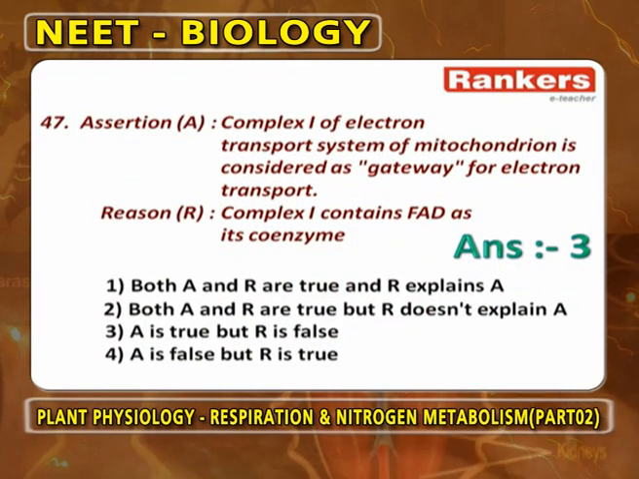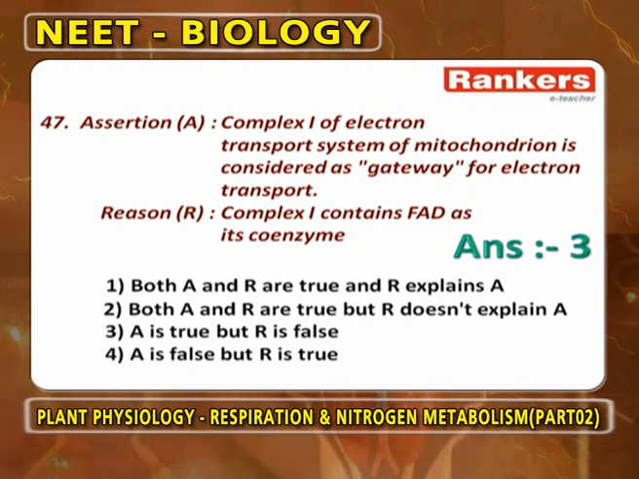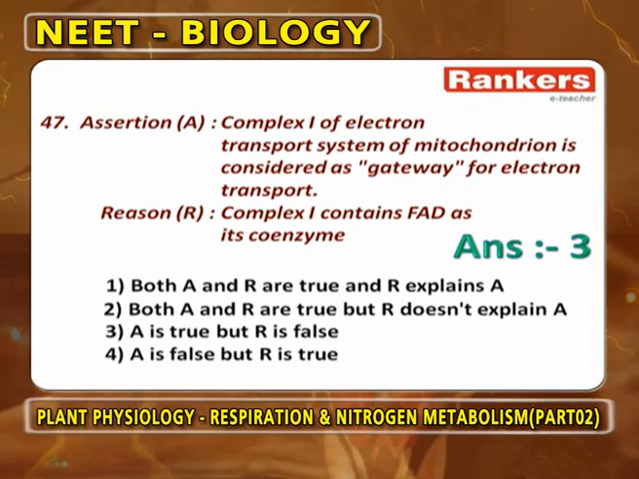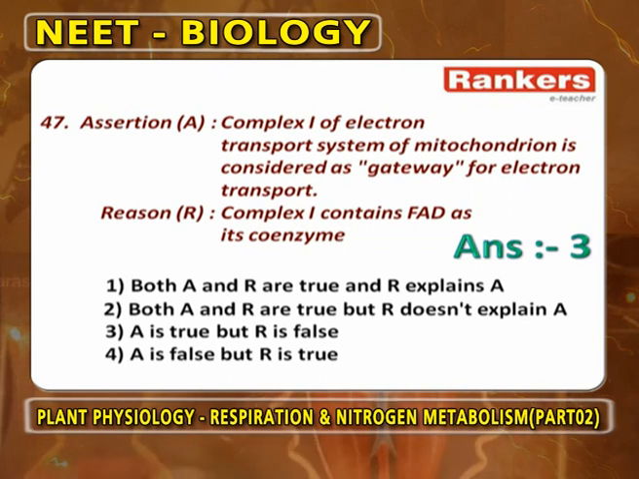Complex 1 of the electron transport system of mitochondria is considered the gateway of electron transport. So that statement is correct. Complex 1 contains FAD as its coenzyme is wrong.